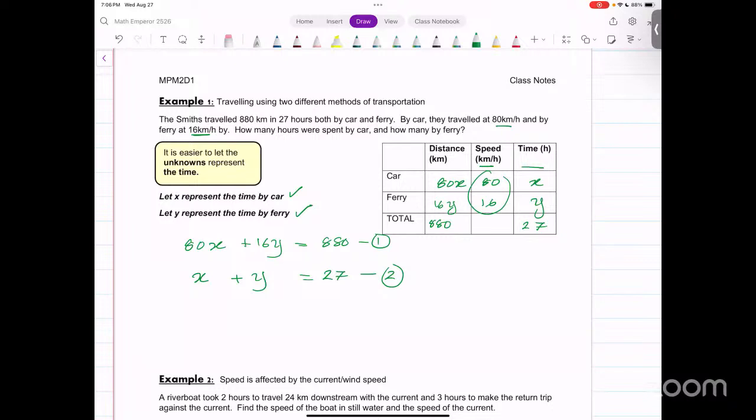All right, so let's see how that's going. You have a choice. How do you want to work with this? There are several ways to work with this.